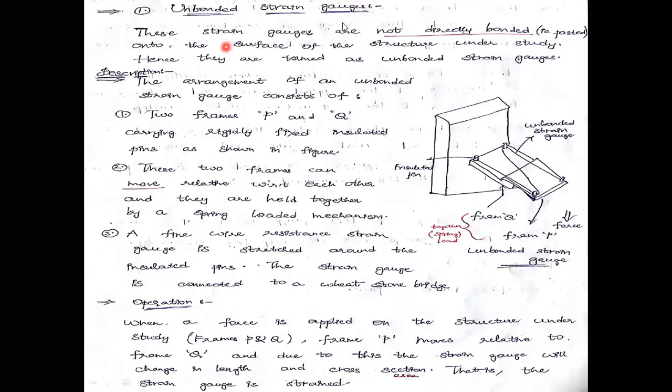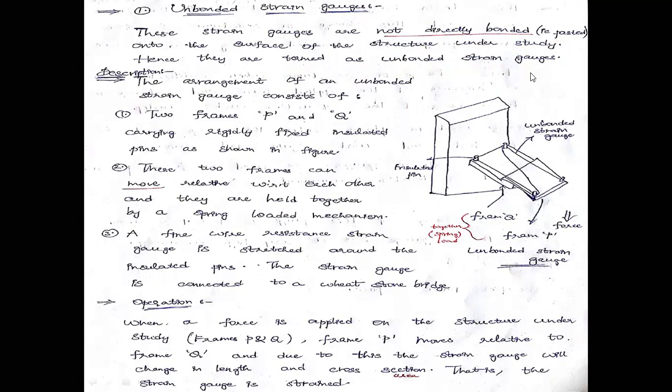Unbonded type of strain gauge, these strain gauges are not directly bonded, that is pasted or permanently joined onto the surface of the structure. ఏదైతే మనం స్ట్రక్చర్ తీసుకుంటామో ఆ స్ట్రక్చర్లో పర్మనెంట్గా ఫిక్స్ చేయమన్నమాట. అది అండర్ ది స్టడీ. హెన్స్ దే ఆర్ టర్మ్డ్ as unbonded type of strain gauges.